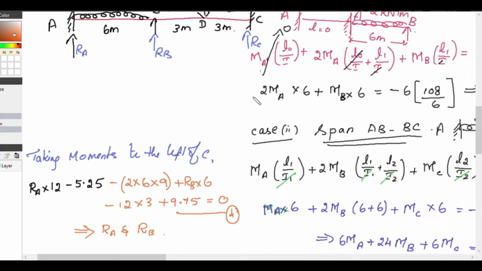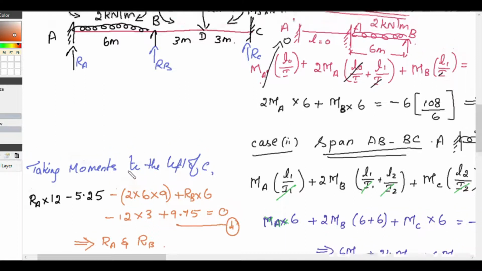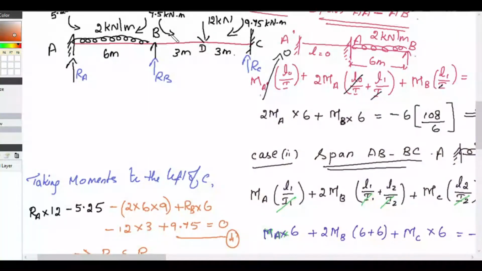Now we will take the moment to the right of B. So this is B. When taking the moments to the right of B, we get RC into 6. That will be positive. RC into 6.